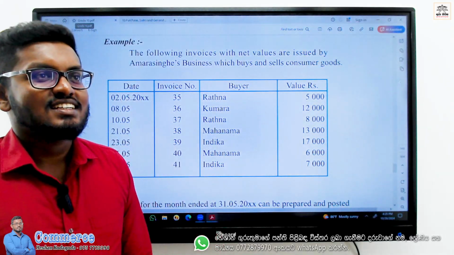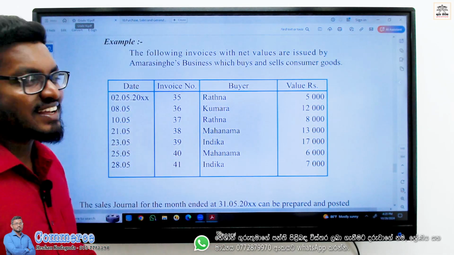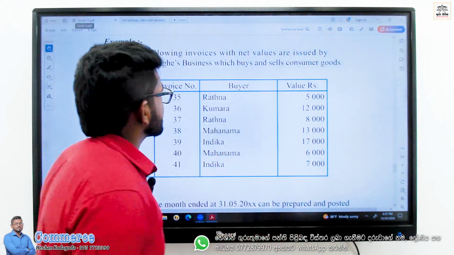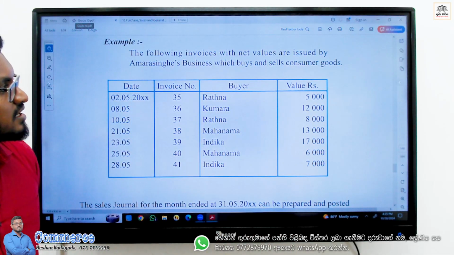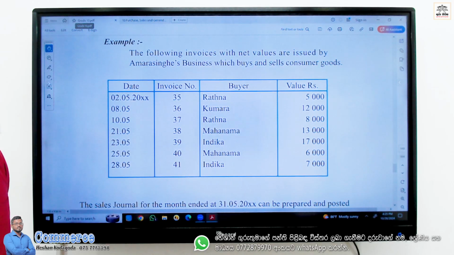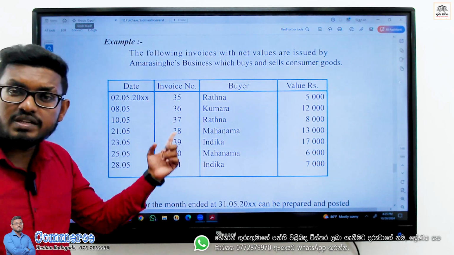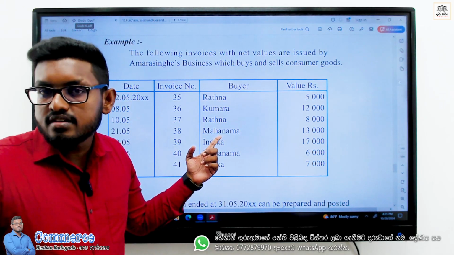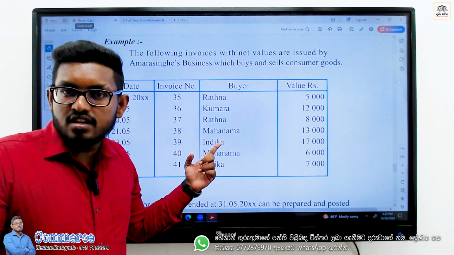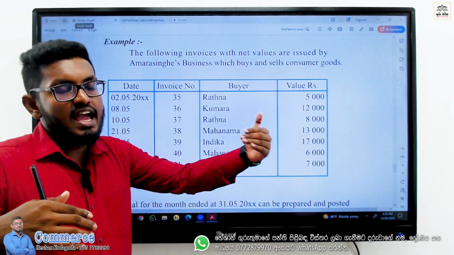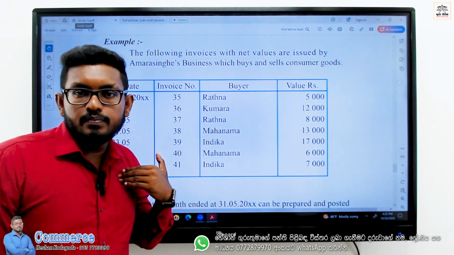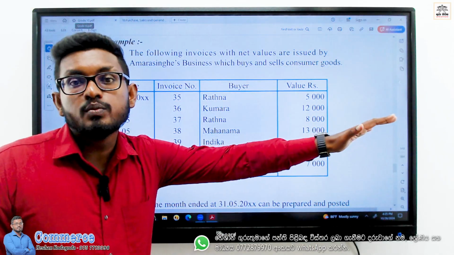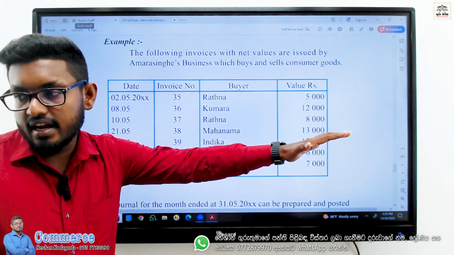August 15. Right. Okay. The following invoices with net values are issued by the Amarasinghe business, which buys and sells consumer goods. Invoices mean the source document is for a credit basis transaction. If it is a cash basis transaction, when cash is received we issue a receipt. When cash is paid, what source document do we issue? A payment voucher.